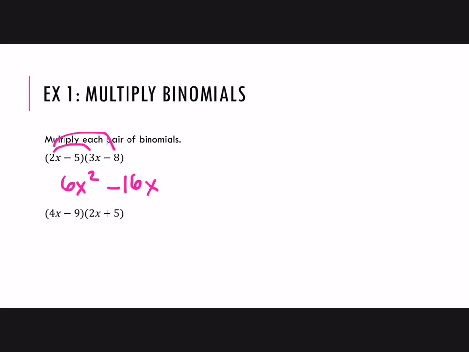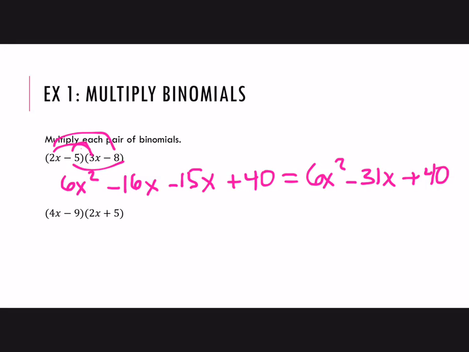Then, alright, that's the outers. Then the inners, negative 5 times 3x. And finally, negative 5 times negative 8, which is positive 40. And then it's implied that you should always combine like terms. So we would make this 6x squared minus 31x plus 40.